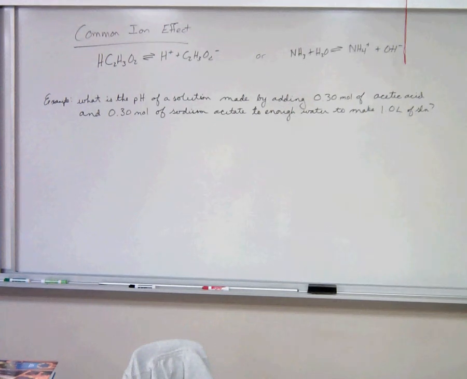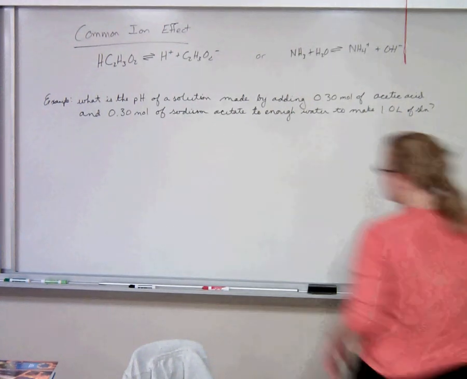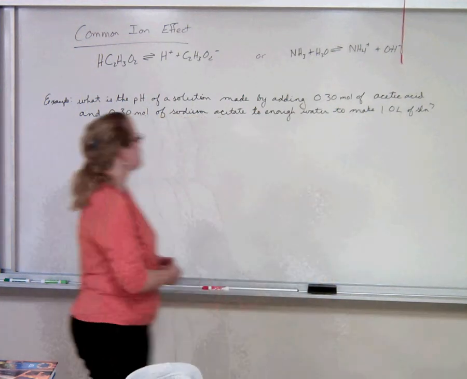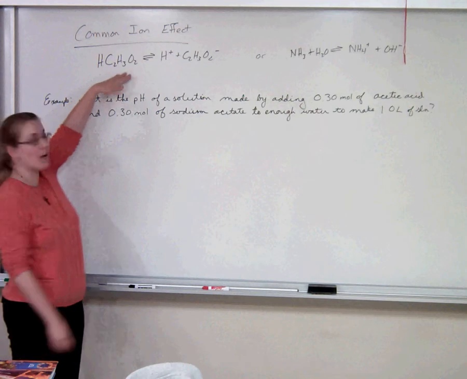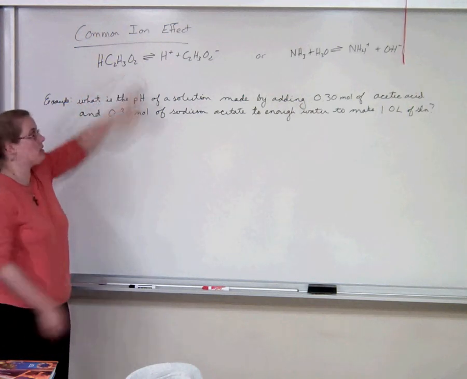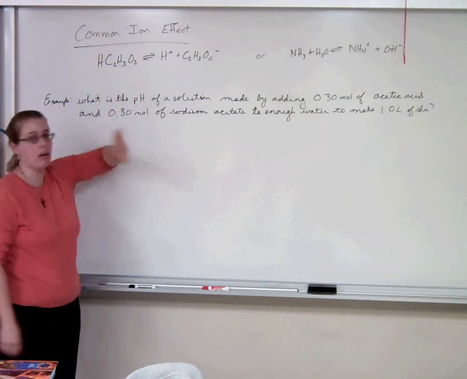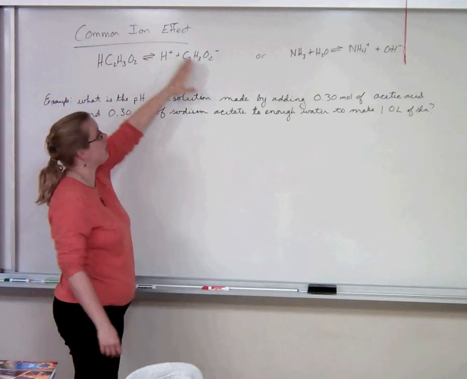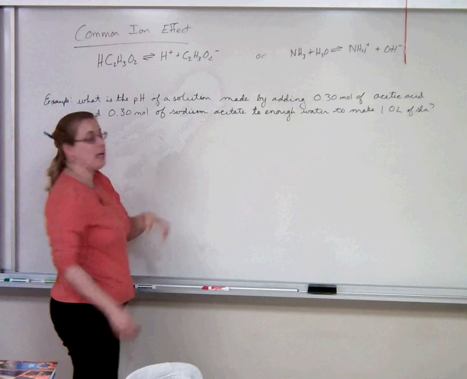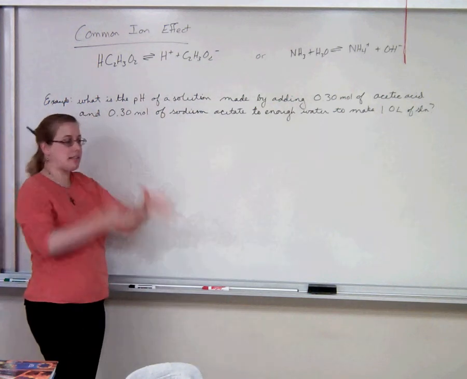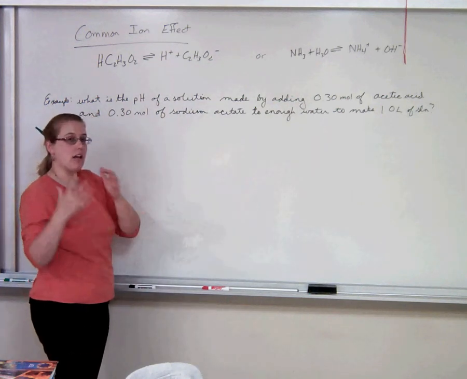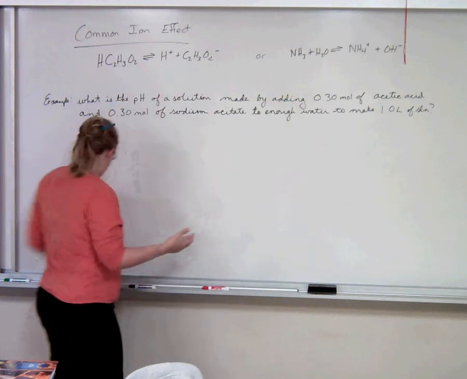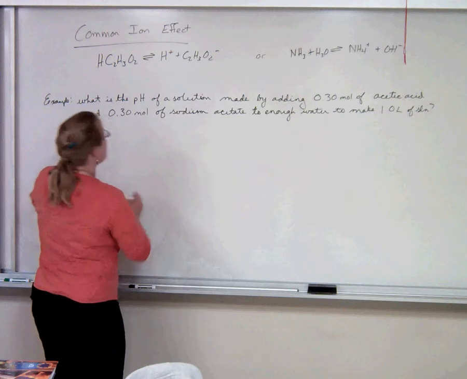Welcome to the video on the common ion effect. This is a lot like Le Chatelier for acids and bases. Basically, the idea is if we have this acid dissociation equation, it doesn't matter whether it's acetate or whatever, but acetic acid will dissociate and create hydrogen ion and acetate ion. Any acetate ion containing chemical that we add to this will, because of Le Chatelier, shift this equilibrium to the left.